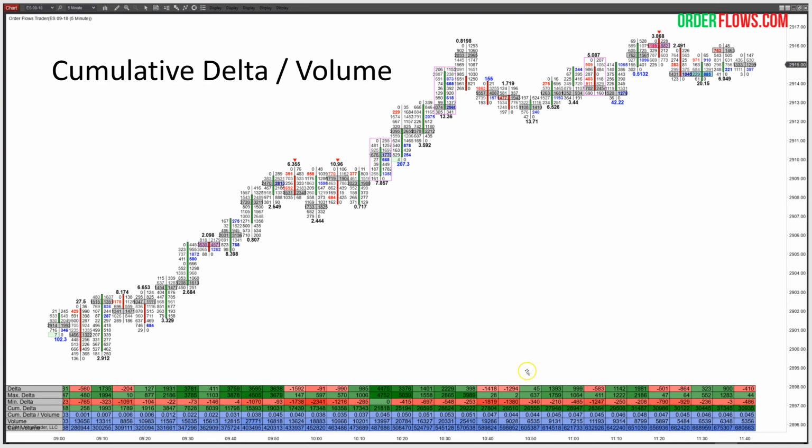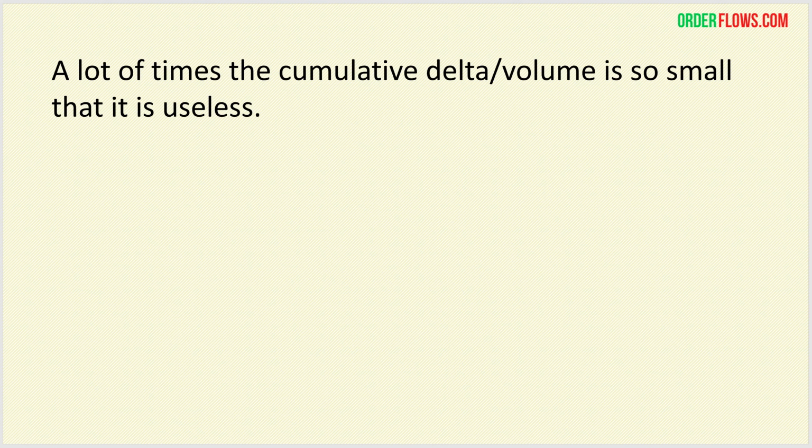Volume is obviously going higher, but more importantly, cumulative delta is also going higher. Same would be true if it was negative: a negative cumulative delta, and the cumulative delta divided by total volume. Say this was negative 0.050, I would treat it the same as going down. So, a lot of times cumulative delta divided by volume is so small that it's useless.